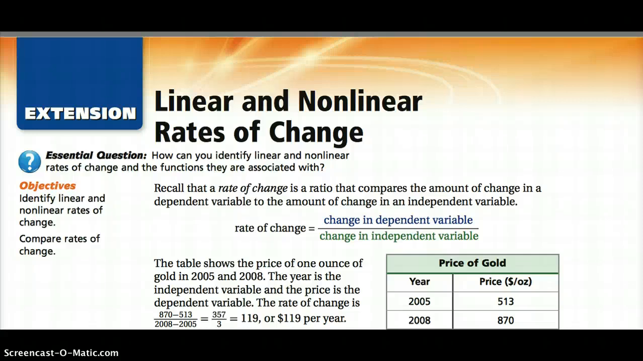Okay, so today we're going to talk about linear and nonlinear rates of change. You can see that our essential question is: how can you identify linear and nonlinear rates of change and the functions they're associated with?